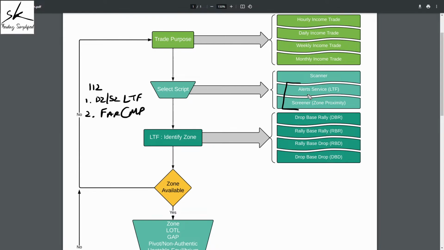demand supply. Once again, they are not call giving or tip giving services. They are also scanners. The only difference is these scanners are purely based on demand supply zones. Now, if you want more information about them, we do have the link to the walkthrough videos in the description. You can go through those walkthrough videos to understand them better.